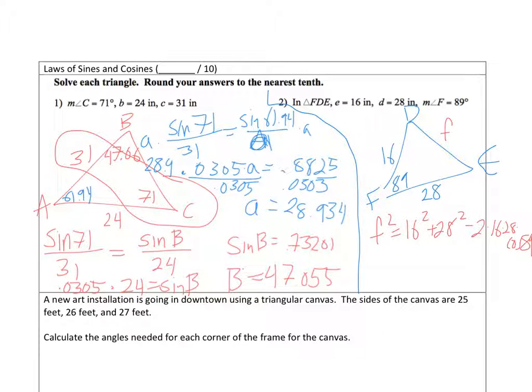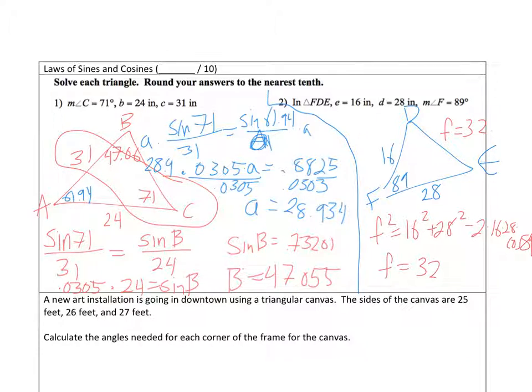I'm going to literally type that into my calculator. We've got 16 squared plus 28 squared minus 2 times 16 times 28 times cosine of 89, and I get 1024.36. When I take the square root of that, we get that F is equal to 32.005. I'm going to leave that as 32.